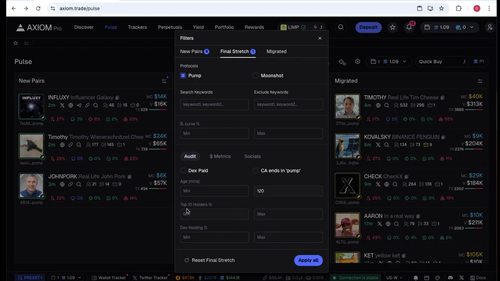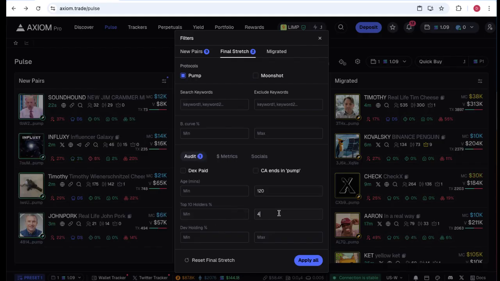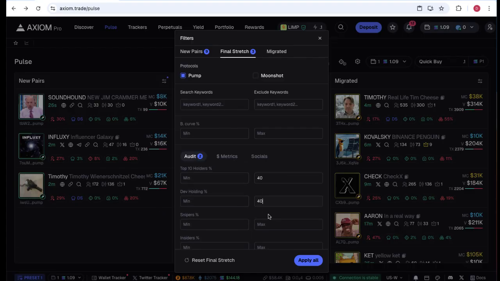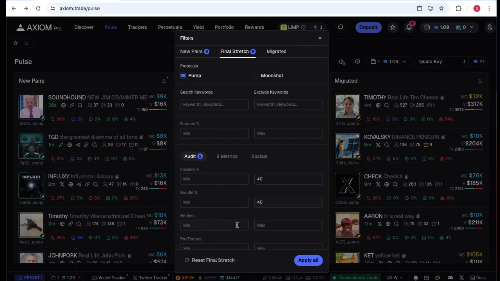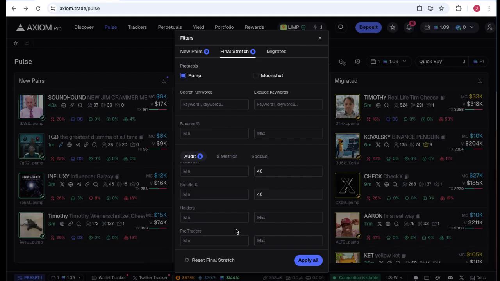That's it. The top 10, again, I just go 40s down the board. Make it real simple for you guys to remember. 40s in the dev holding, snipers, we're going to put 40% max, insiders. And you guys feel free to play with these settings. Again, I'm showing you what's working for me and what I do. Bundle percentage 40. A lot of this stuff I will manually see, but I'm just using this to eliminate most of that stuff so I don't run myself crazy looking at so many tokens all day. Holders, I don't change any of that stuff.